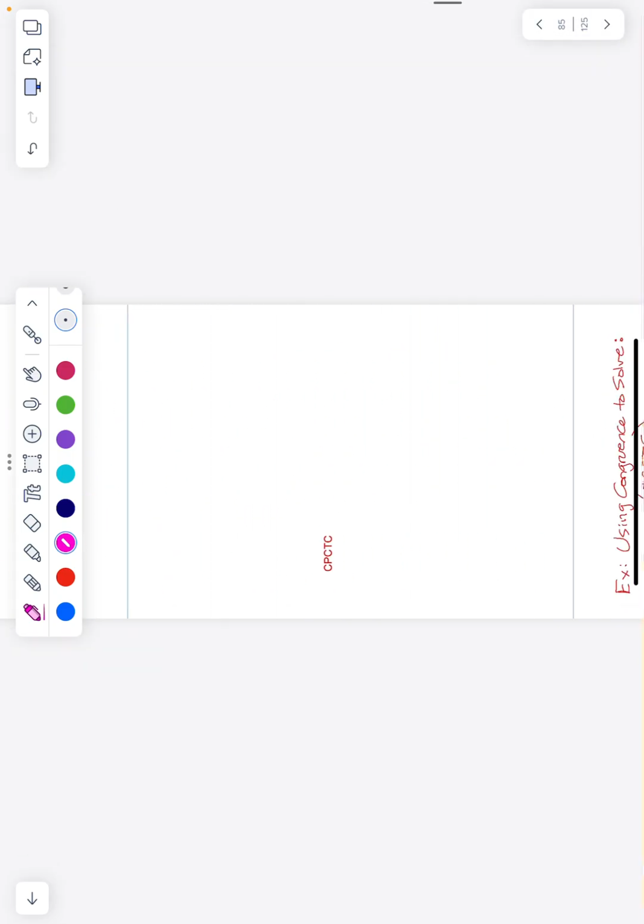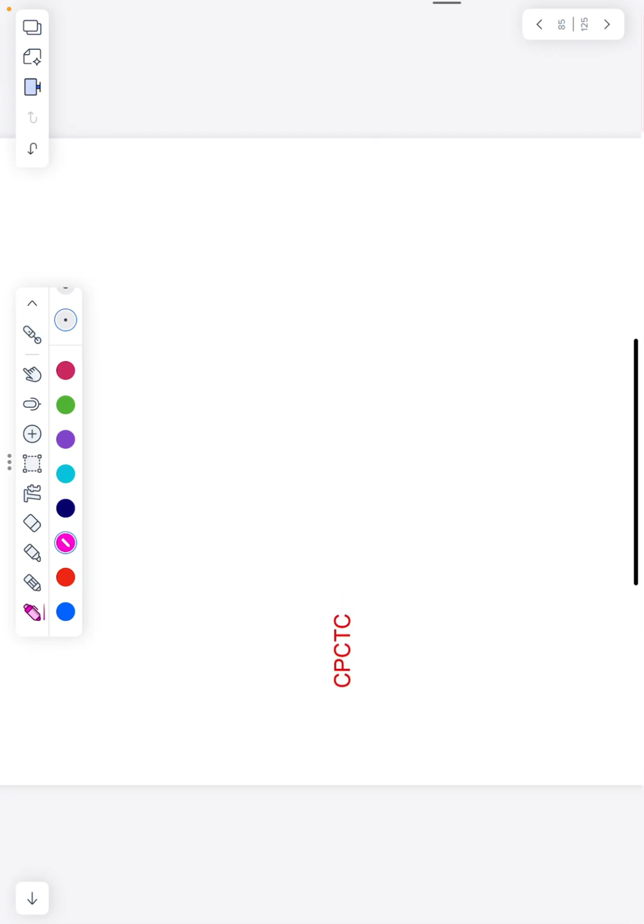Okay, so why don't you grab your notes and that reference sheet from yesterday, so it was pink, and let's talk about CPCTC. Try saying it fast, CPCTC. It's a tongue twister.